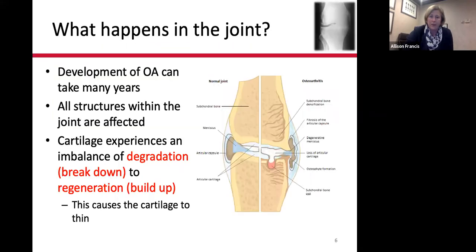We're really going to focus on hip and knee osteoarthritis. So really, what is osteoarthritis? Again, osteoarthritis is a disease of the joint, and it affects the entire joint, as well as all of the structures around the joint.